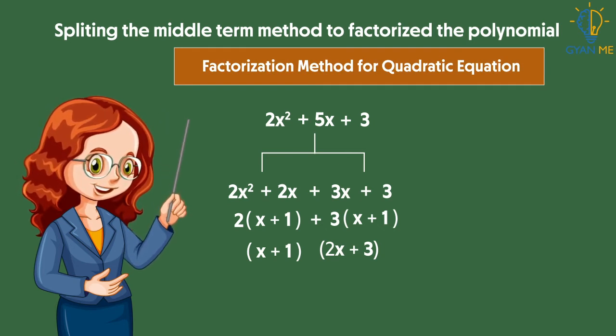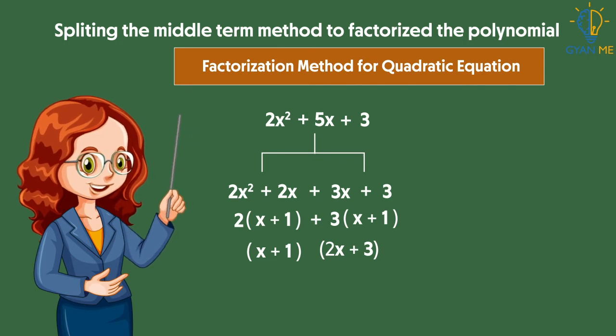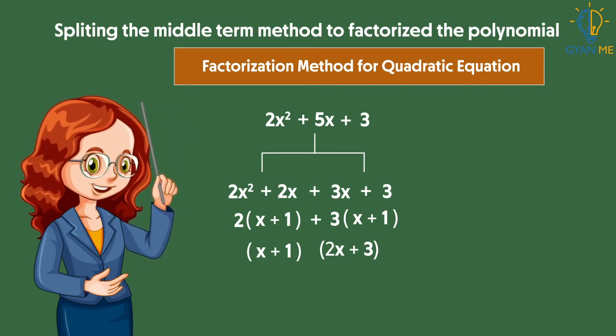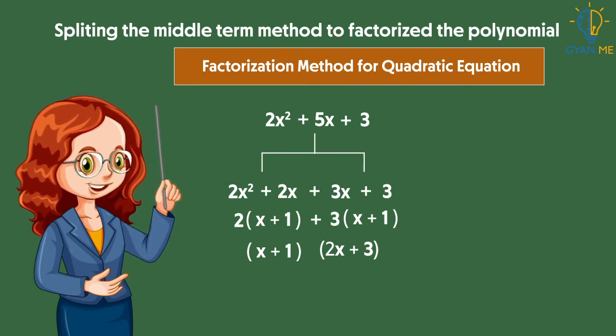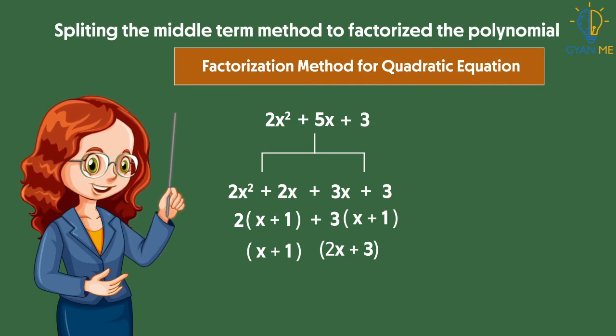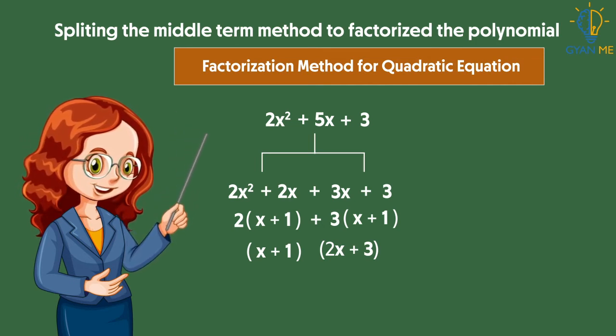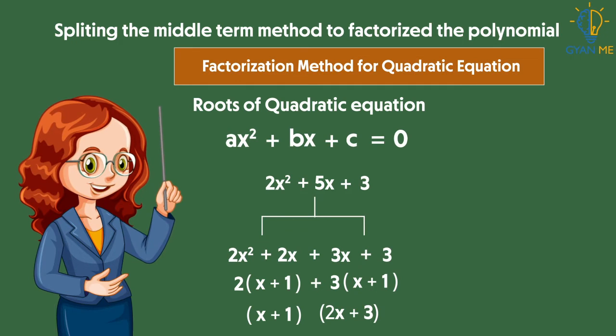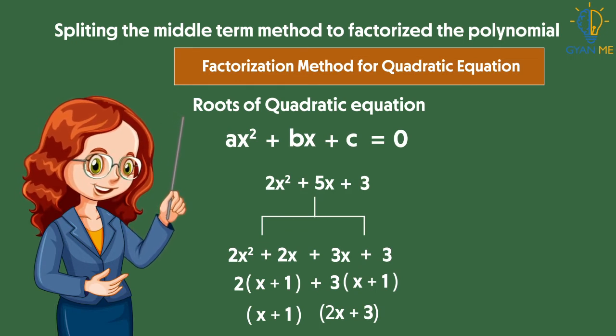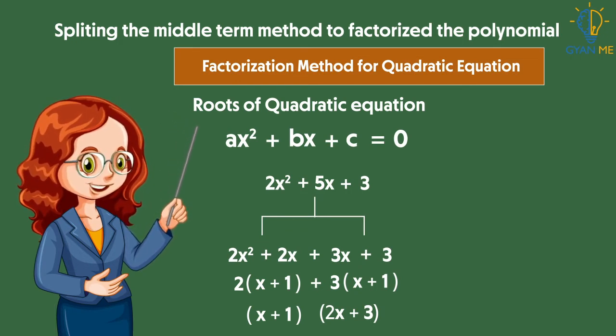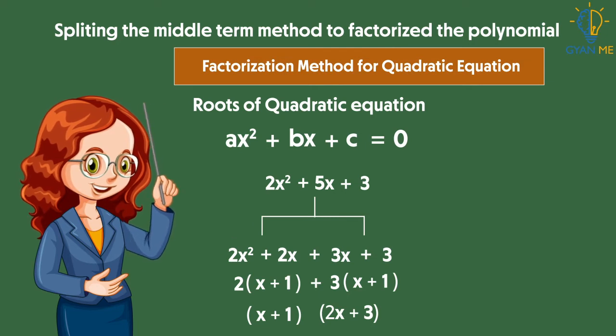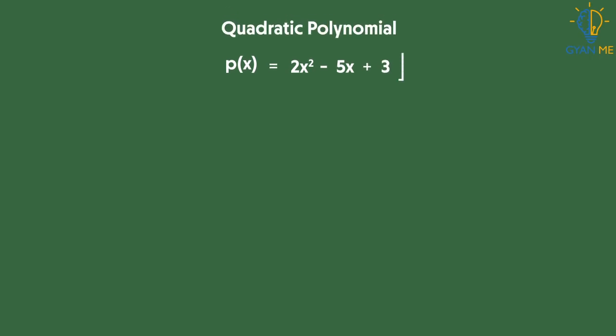As I told you, a polynomial has zeros, so you must have used this method to find the zeros of a polynomial in your previous standard. Now you will use the same method to find roots of a quadratic equation. Thus we shall use this knowledge for finding the roots of a quadratic equation, and let's see how. Can you see the expression on your screen? Yes, it is a quadratic polynomial 2x squared minus 5x plus 3.